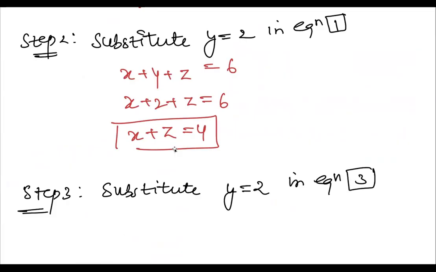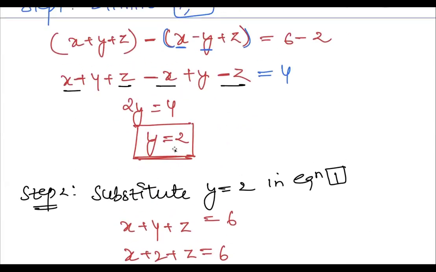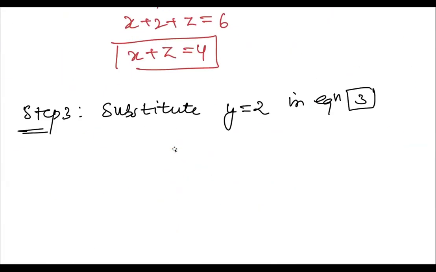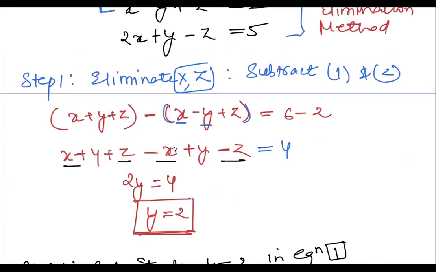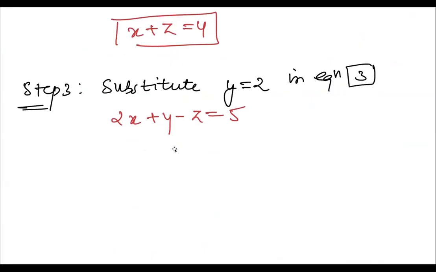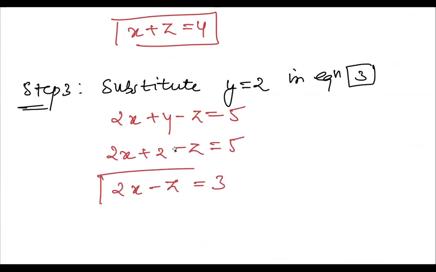Okay, in equation 3, what I will get is 2x plus y minus z is equal to 5. So what will I get? I'll get 2x plus 2 minus z is equal to 5, so 2x minus z is equal to 3.